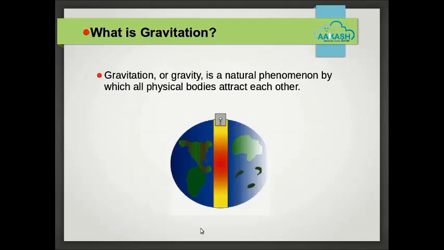So let's begin. What is gravitation? Gravitation or gravity is a natural phenomenon by which all physical bodies attract each other. It is most commonly recognized and experienced as the agent that gives weight to physical objects and causes physical objects to fall towards the ground when dropped from a particular height.